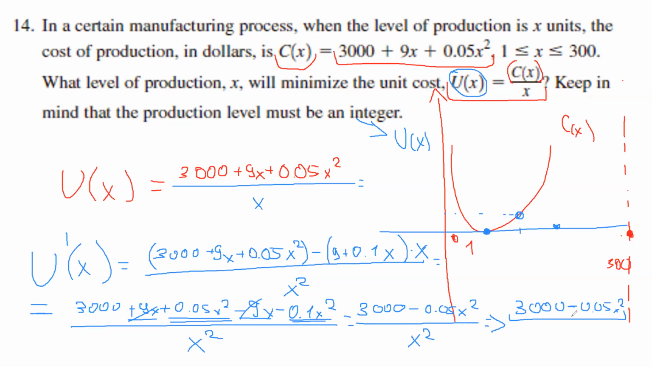Plus or minus 245. Plus 245. 245 times, let me check. 245 times 245 times 0.05 doesn't equal 3000.